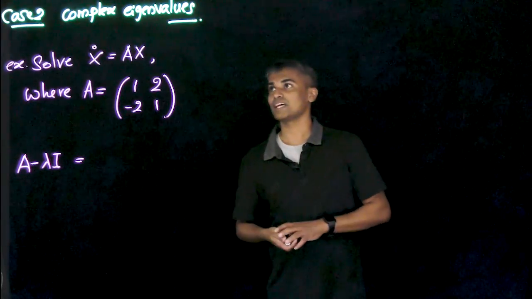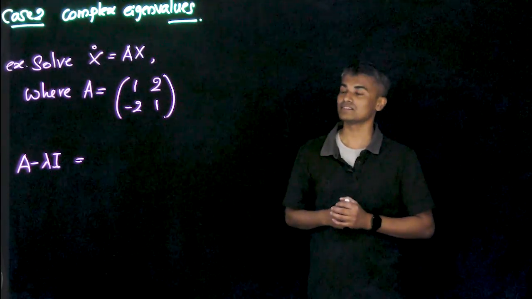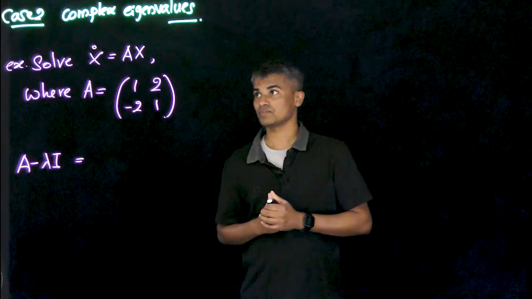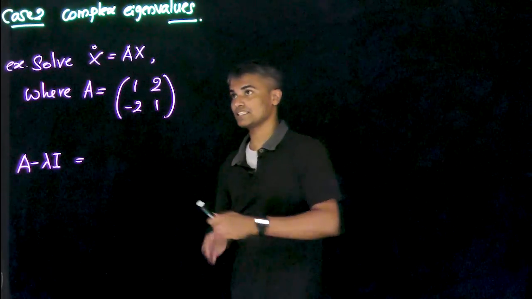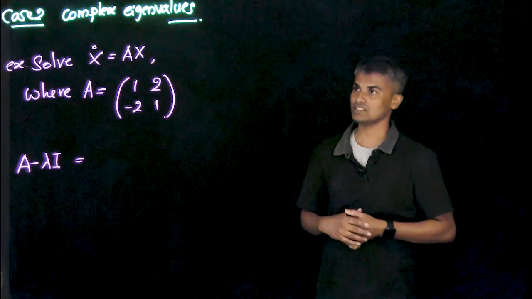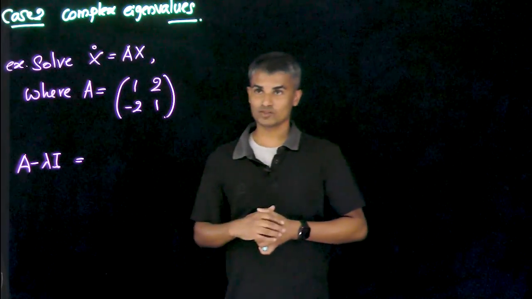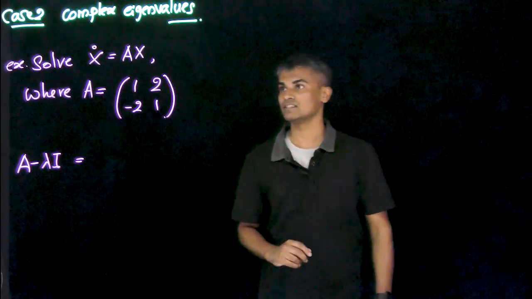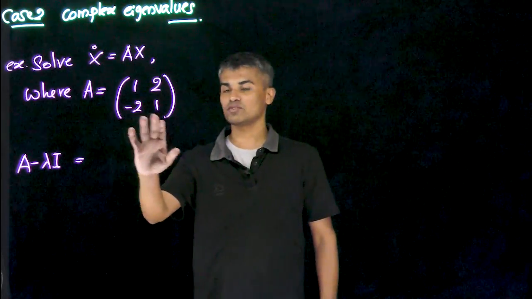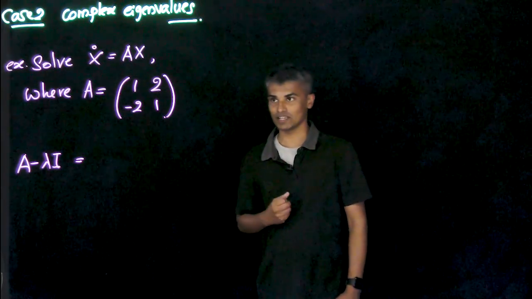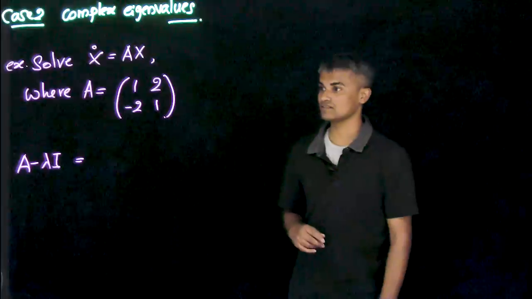Okay, now we are ready to discuss the second case where we have complex eigenvalues. Now let's consider this example. Again, we have a system of differential equations. This is a 2 by 2 system, and we are given the corresponding matrix A, which equals 1, 2, negative 2, 1. Now the first step is to calculate the eigenvalues and then the eigenvectors.